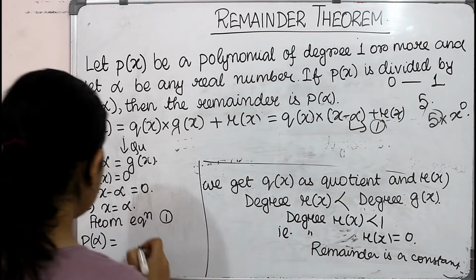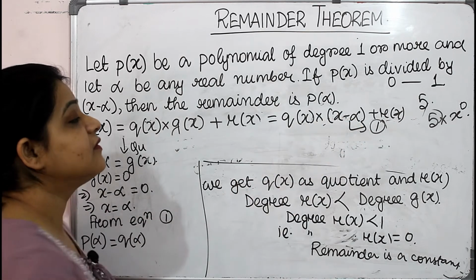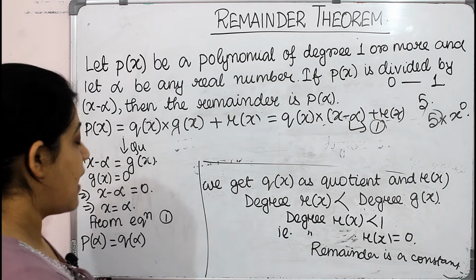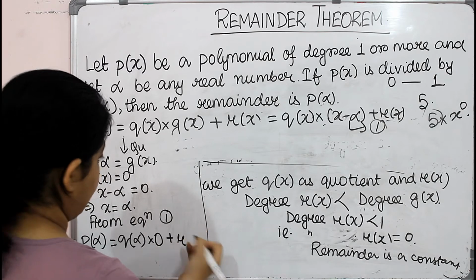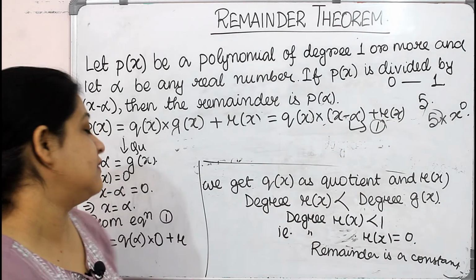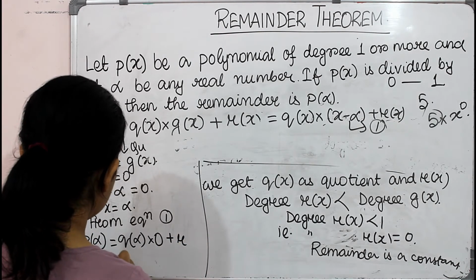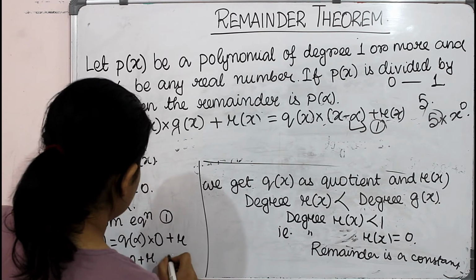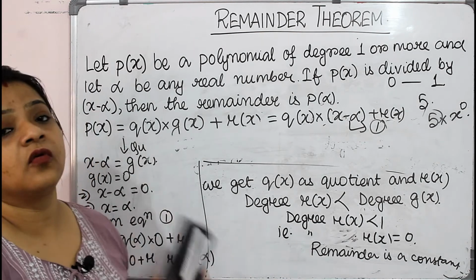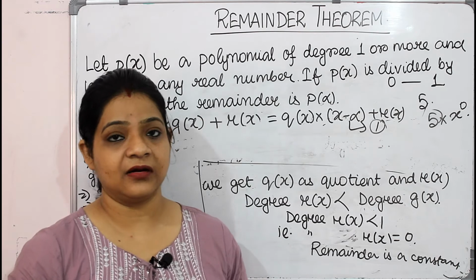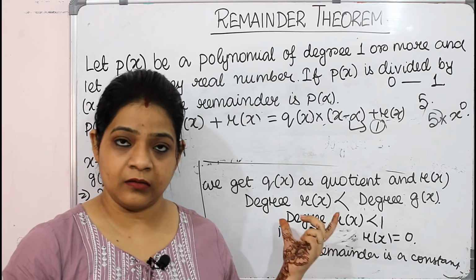From equation 1, Q(x) we take as Q(alpha) into x minus alpha. Alpha minus alpha is 0, and this is plus R. R is a constant. So you are getting P(alpha) equal to 0 plus R, that is R equal to P(alpha). P(alpha) is a constant, R is also a constant. So the division algorithm, or the remainder theorem, is proved here. This is the proof for the remainder theorem.